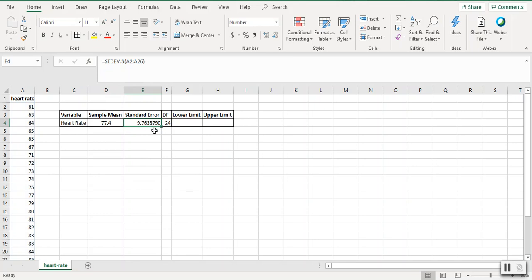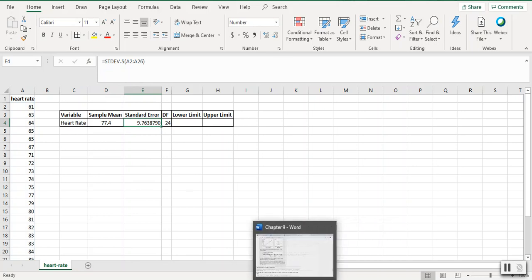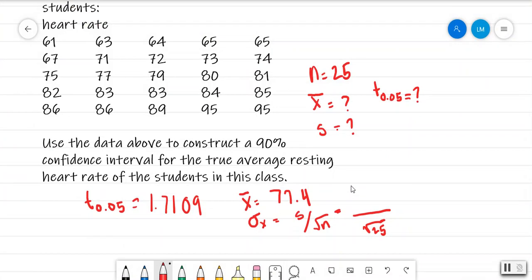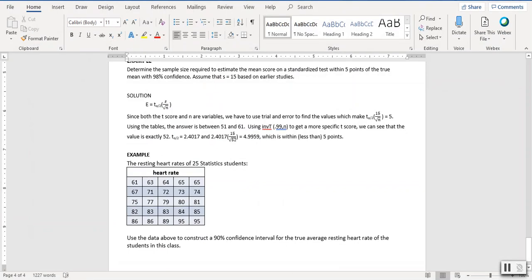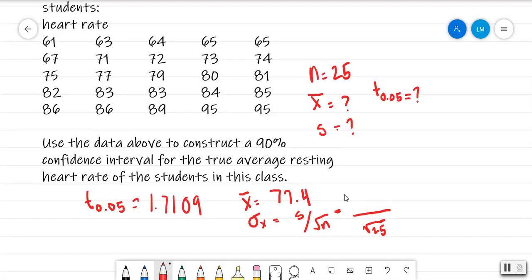So apparently it's 9.7639. So we can either use that or just the standard error. Let's go back. Okay, so 9.7639. Now if you want to input more parentheses, you can.